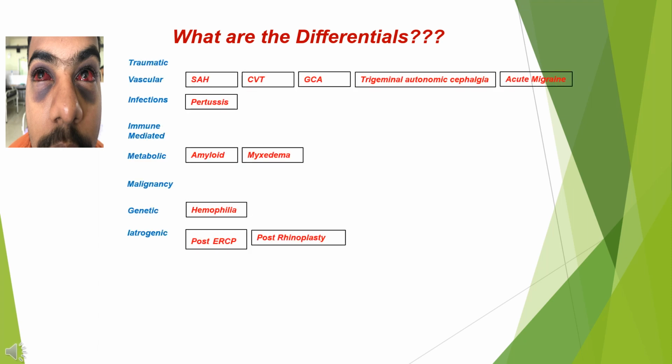So the differentials that we can consider in a case of raccoon's eye with subconjunctival hemorrhage. The first one is traumatic. The second one is vascular, the most common one being subarachnoid hemorrhage. Then obviously infections like whooping cough. Immune mediated causes can be there. Amyloidosis is another cause of raccoon's eye, malignancy, hemophilia and other blood disorders, and certain iatrogenic causes are also there.